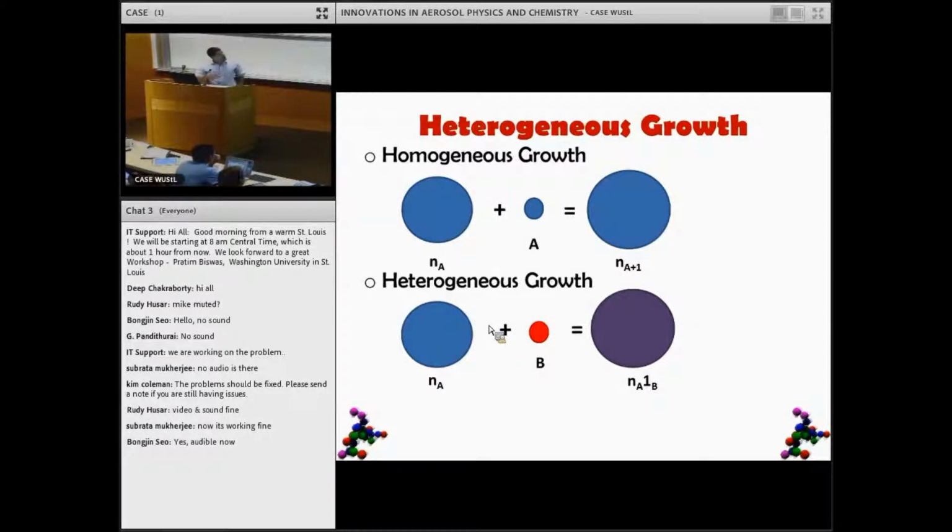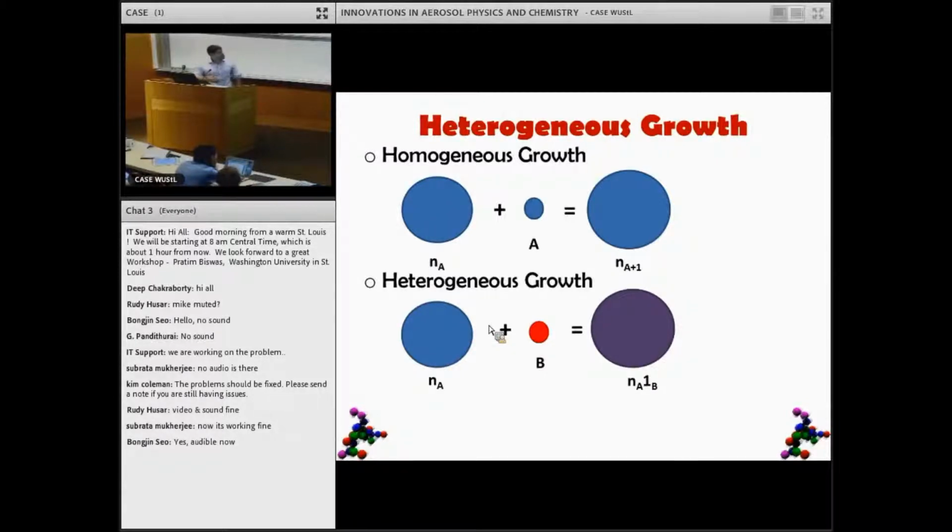The equations for this have been shown several times, so I do have some slides later about this, but I'll go through them quickly. There's the idea of homogeneous growth, where that cluster is composed of a number of molecules, all of which are type A, and another type A comes on, and we have n sub A plus 1, and this would be homogeneous growth. That is most likely almost never what's going on in a lot of environments.